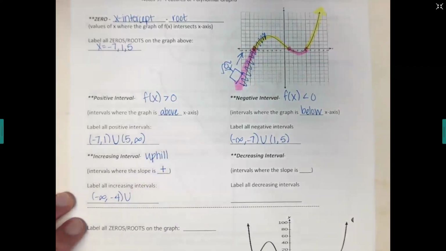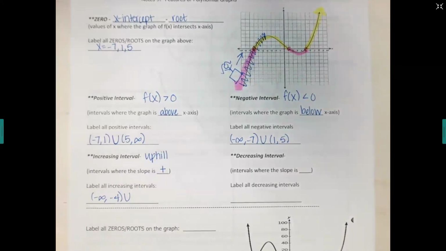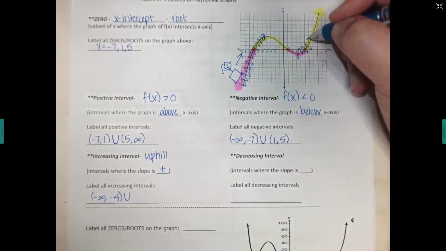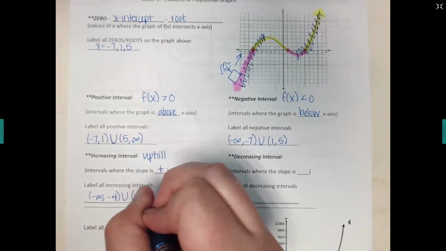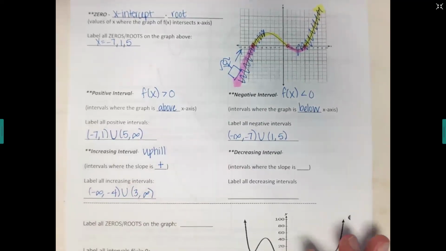Union. Then we have a little downhill part for the roller coaster. And then where does it start going uphill again? What x? 3. And then 3 till the end would be uphill. Okay? But notice the difference.